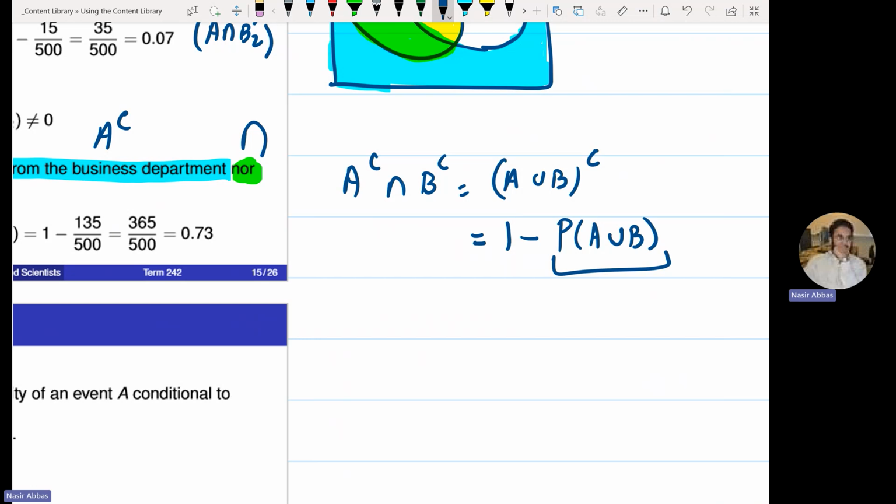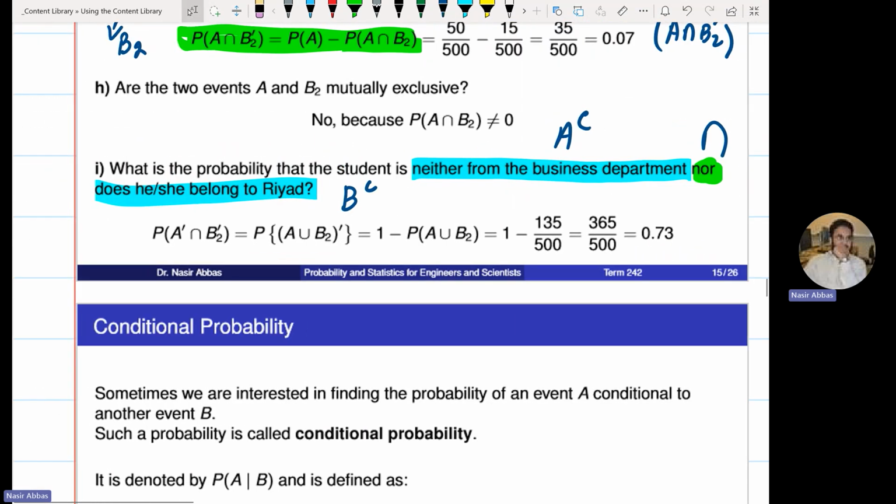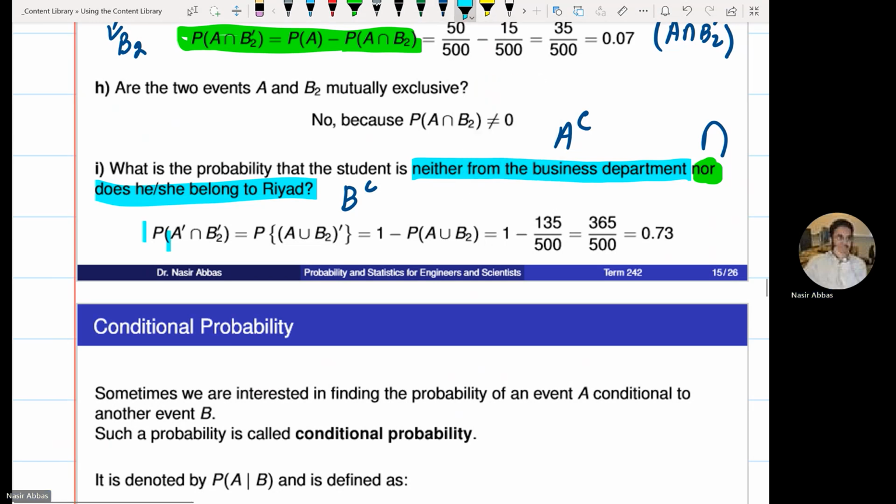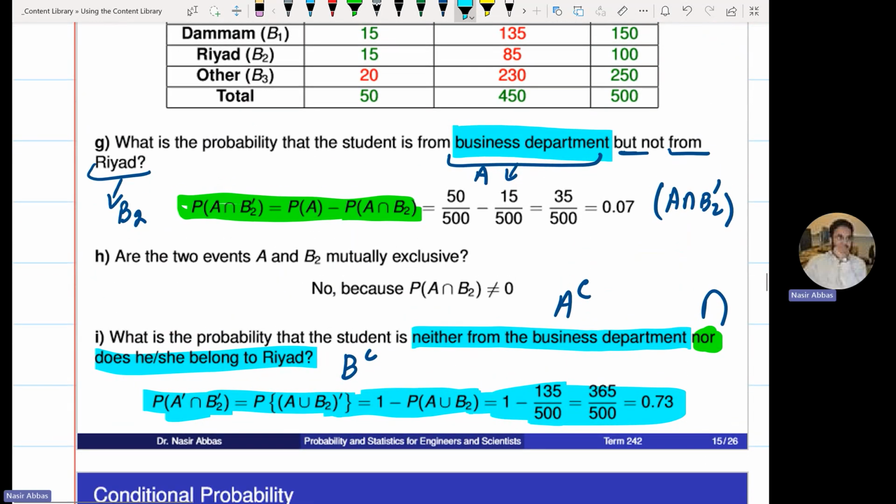Yes, simply plug in. From this step, I applied De Morgan's law. It became A union B whole complement. Then I applied the complement law. It became 1 minus A union B. And then I already have A union B to be 135 over 500. Plug in, and the final answer is 73%. Any questions up to this point?